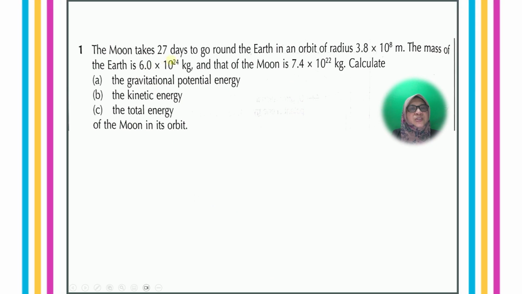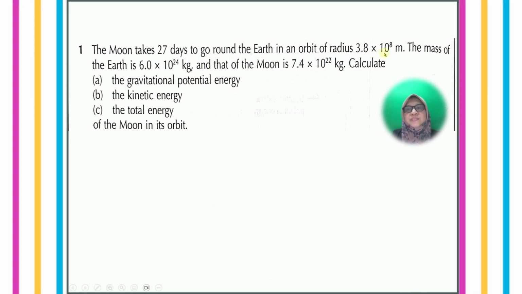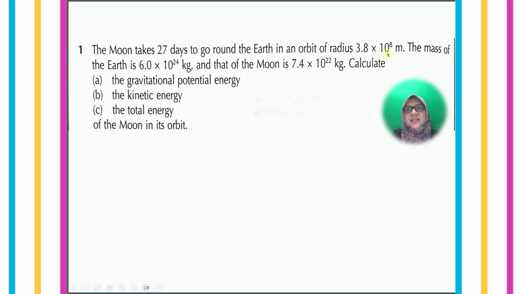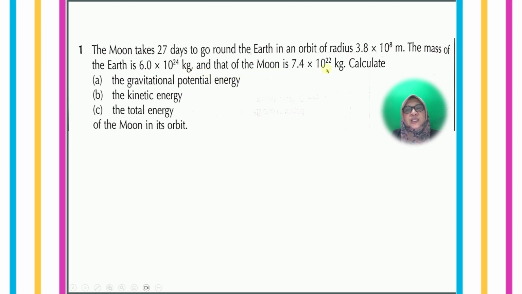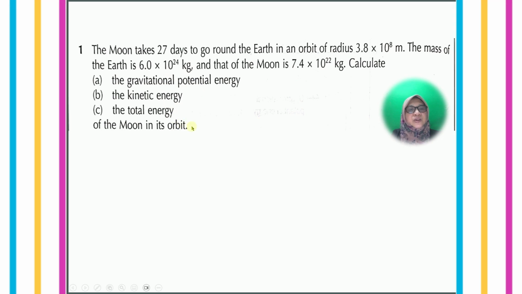The moon takes 27 days to go around the earth in an orbit of radius 3.8 times 10 to the power of 8 meter. The mass of the earth is 6 times 10 to the power of 24 kilogram, and that of the moon is 7.4 times 10 to the power of 22 kilogram. Calculate the gravitational potential energy, the kinetic energy, and the total energy of the moon in its orbit.